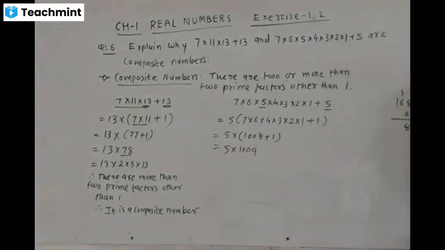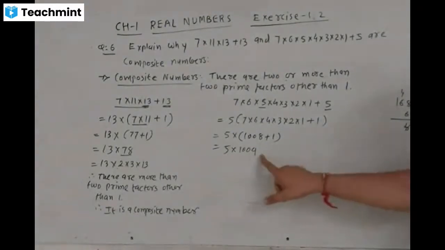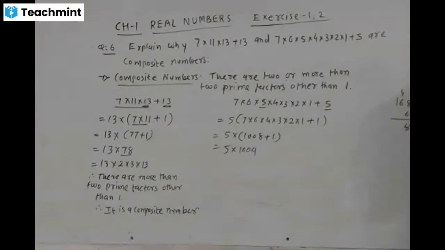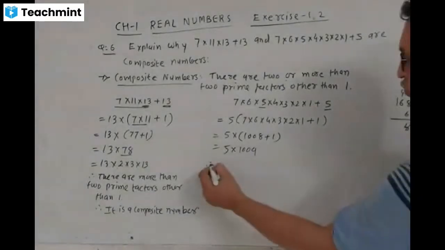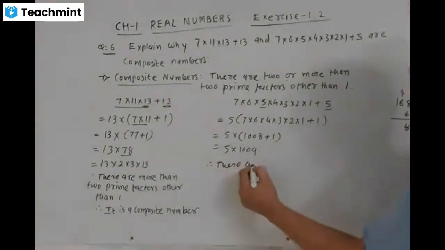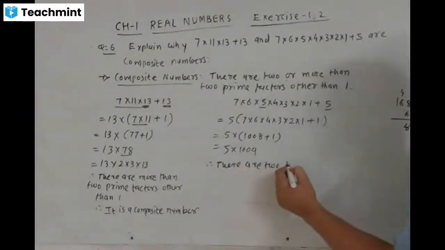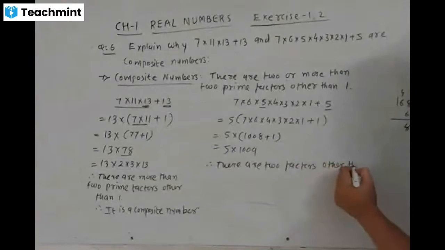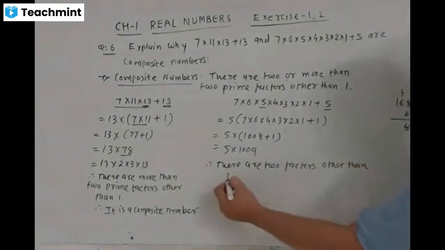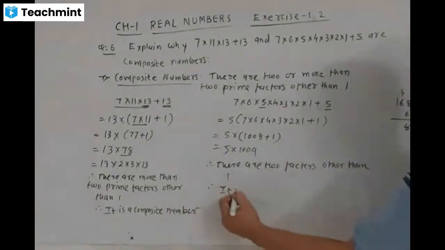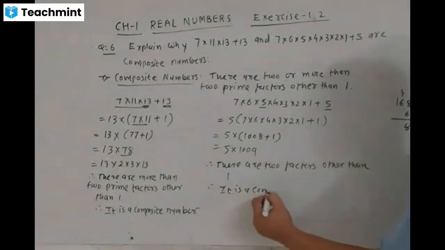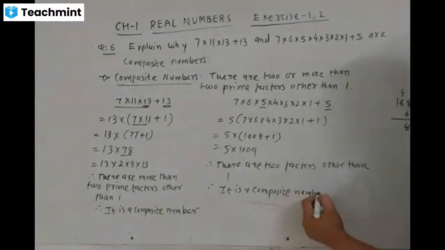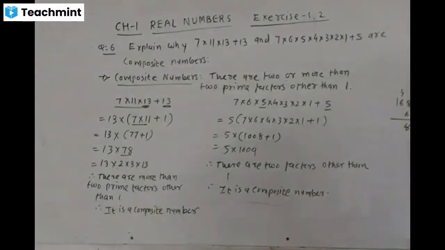There are two factors other than 1. Therefore, it is a composite number. Okay, hence we prove.